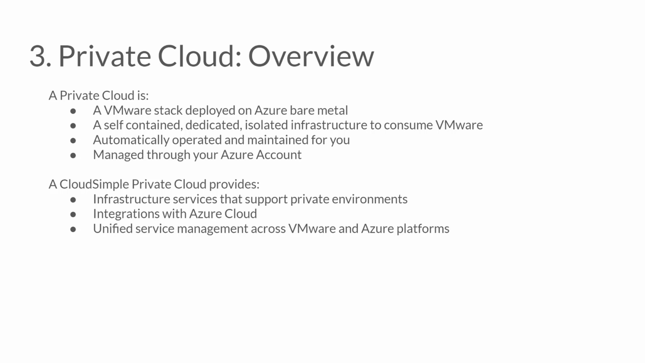In addition to the cloud benefits of elasticity, economics, and scale, CloudSimple Private Cloud provides infrastructure services such as VLAN, VPN, public IP, and others that support private environments. Integrations with Azure Cloud such as in networking. In addition, a CloudSimple Private Cloud includes unique ability to unify management across VMware and Azure platforms.